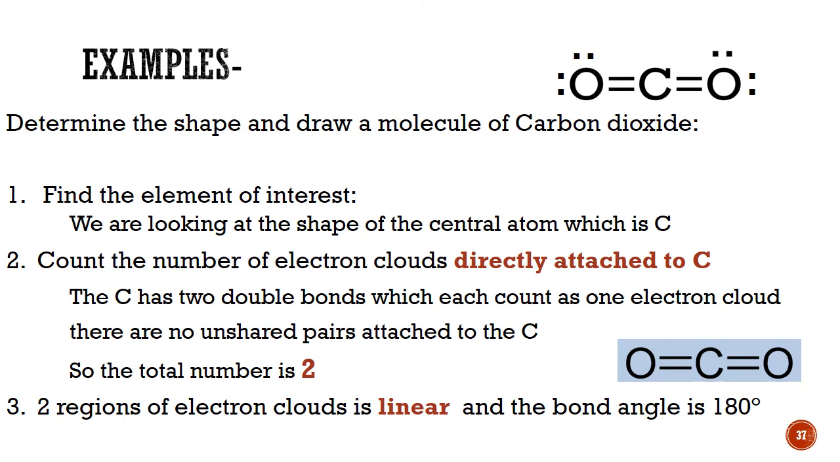So there are 2 double bonds. Since we count a double bond as 1 electron cloud, there's a total of 2 electron clouds attached to that carbon. This means that CO2 is a linear molecule, and the bond angle is 180 degrees. So that picture down at the bottom is actually what a CO2 molecule looks like. The C and then each O coming out from either side of the C in a linear fashion.